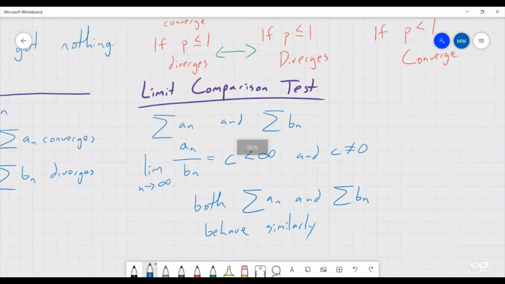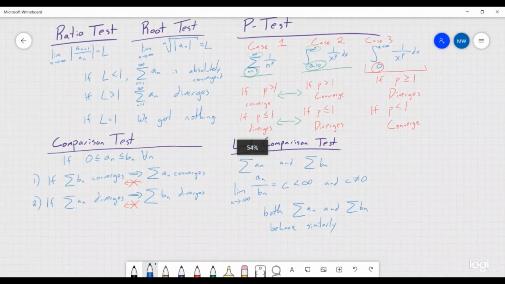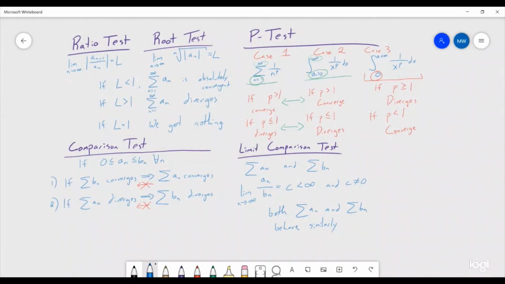So here, let me zoom out so you can see all of these at once, because these are the main tests that we have when we are dealing with these, and they are pretty useful to be able to do stuff with.